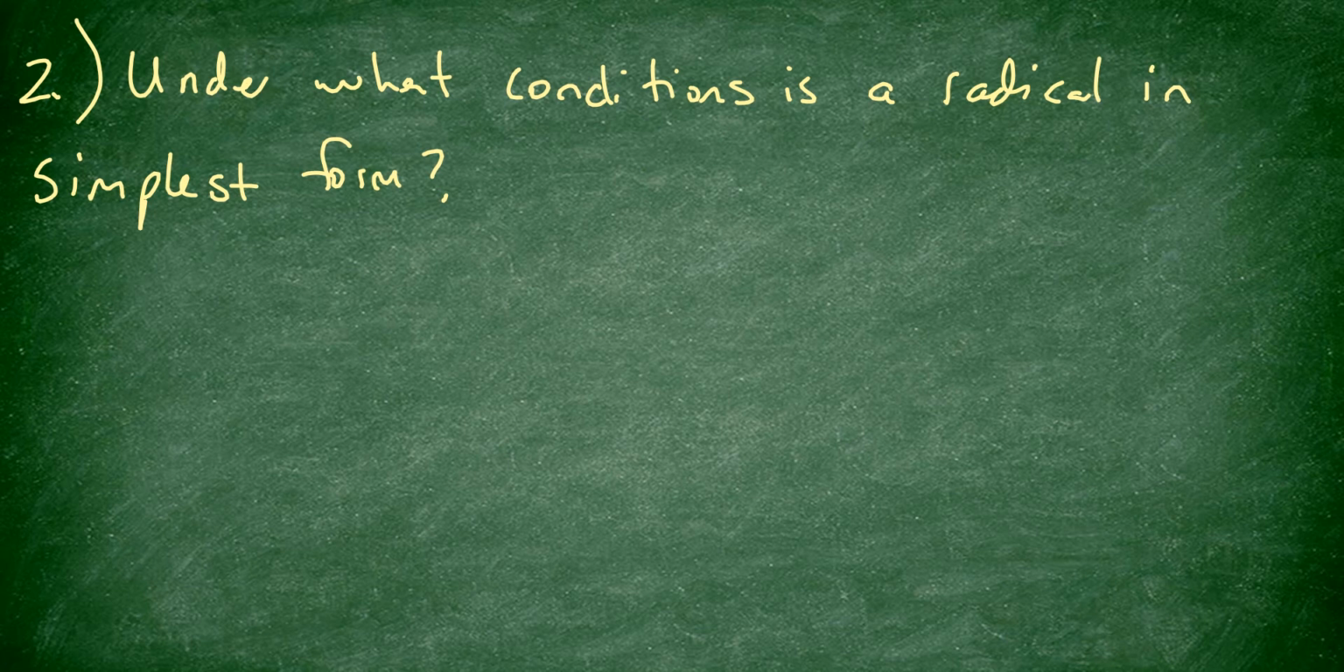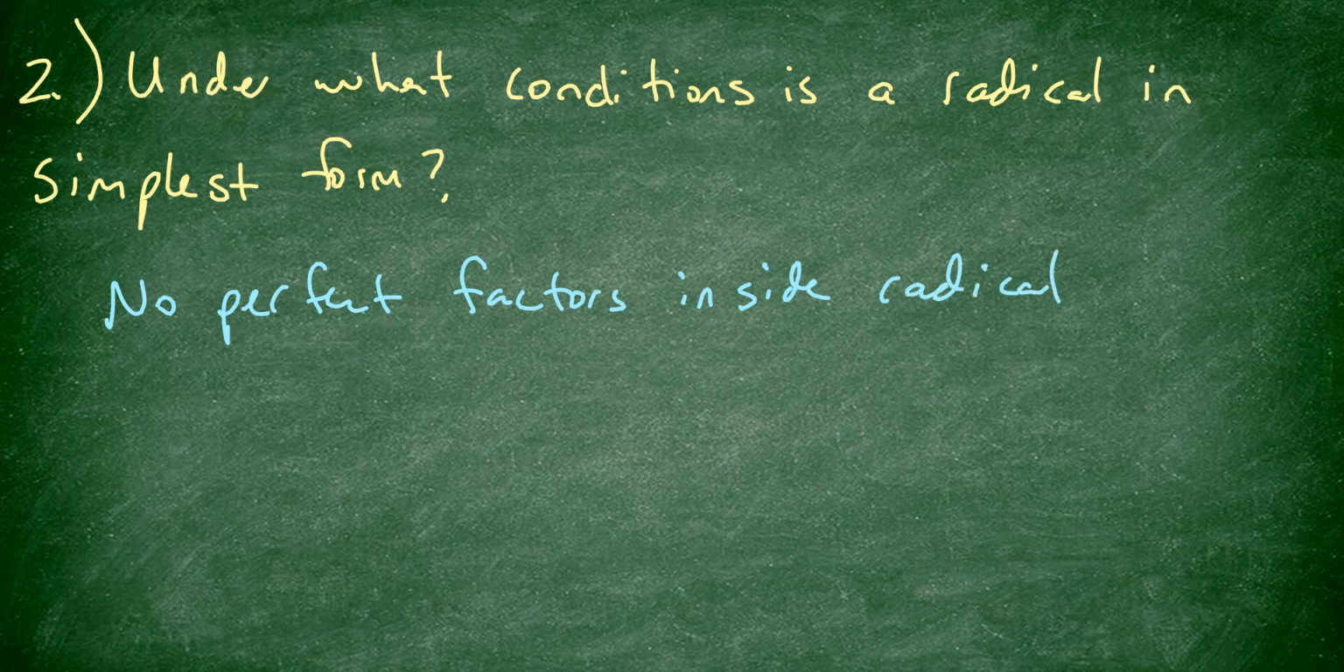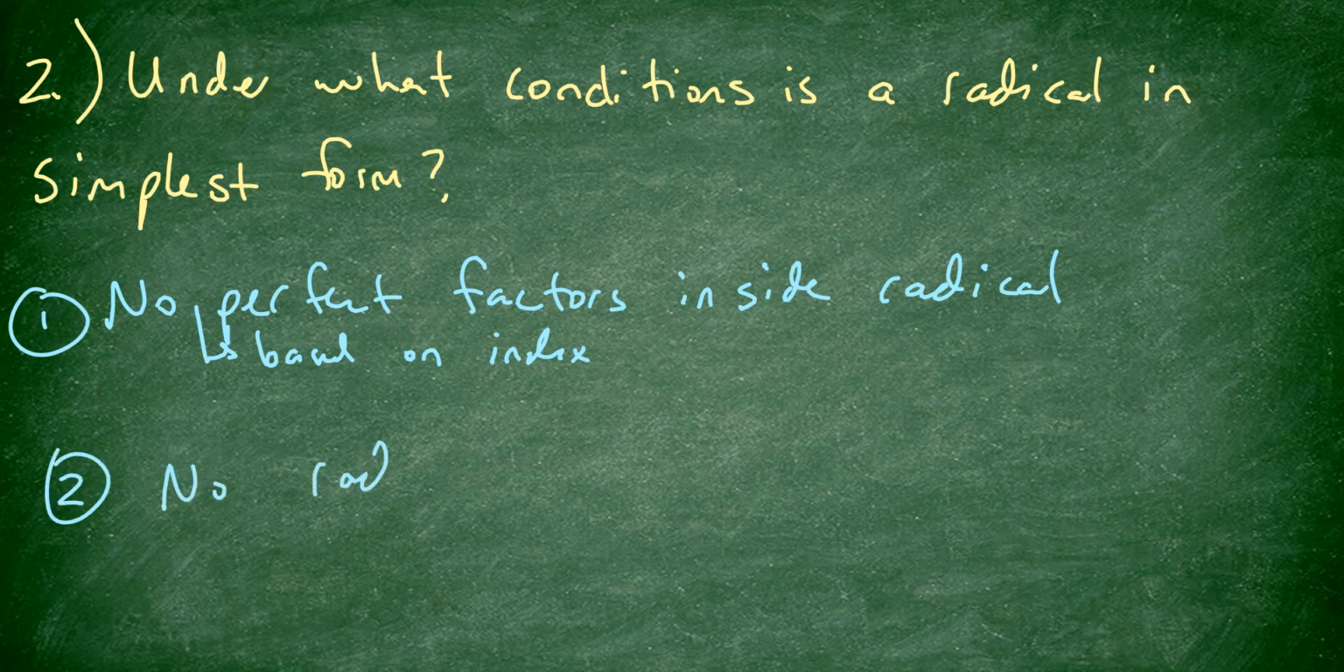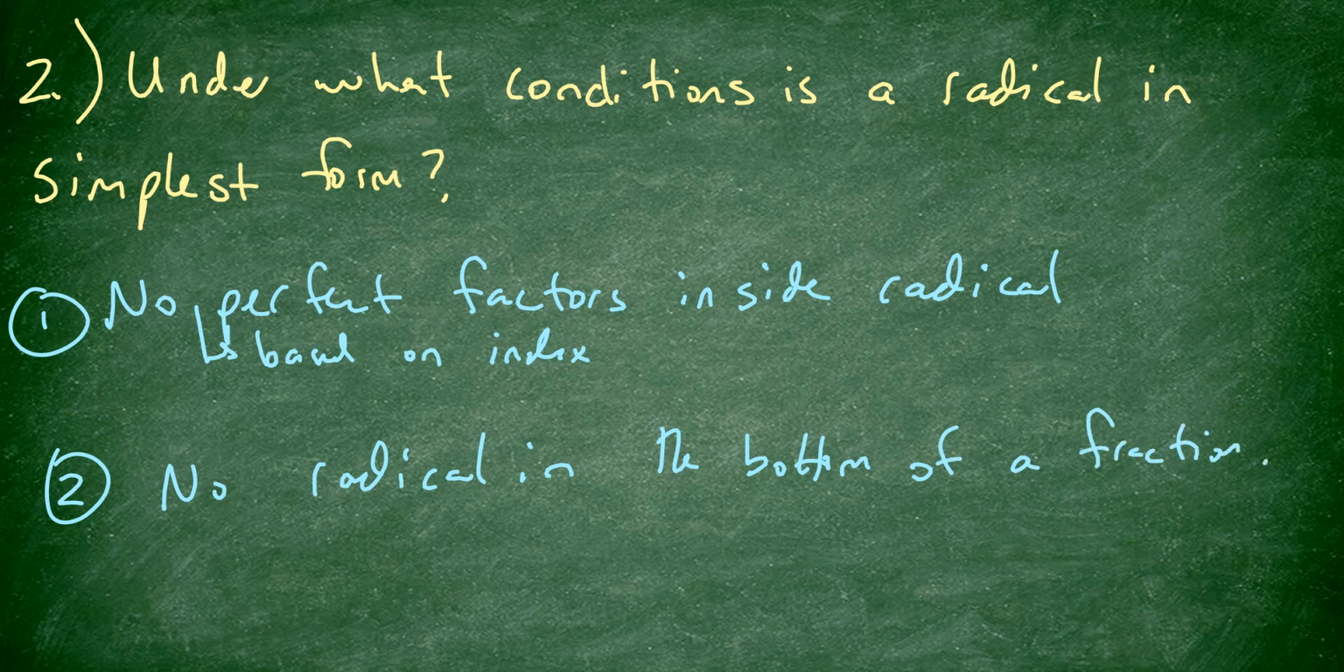Under what conditions is a radical in simplest form? So remember, the first thing is there are no perfect factors inside the radical. That's based on the index. So there are no perfect cubes if it's a cube root, no perfect fourth powers if it's a fourth root. And the next thing is you cannot have a radical in the bottom of a fraction. And that's it for 2.